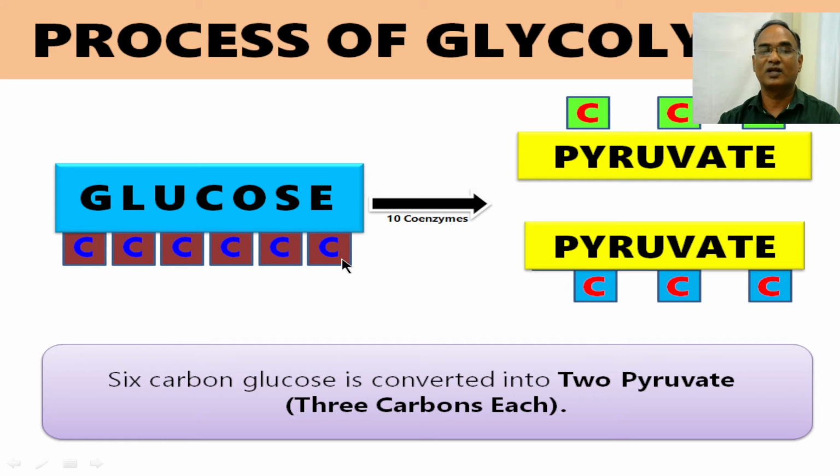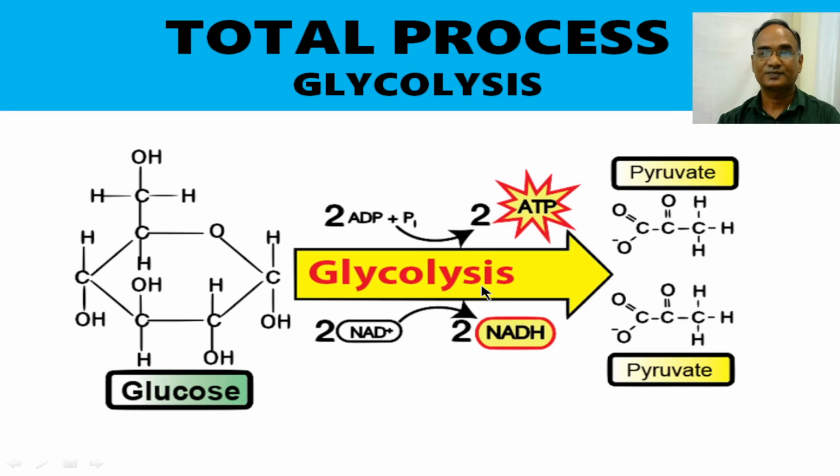Glucose with 6 carbon atoms is converted into two major portions, that is pyruvate with 3 carbon atoms, and pyruvate with 3 carbon atoms. This pyruvate is derived from glucose only. Glucose cannot be utilized directly by your mitochondria, because glucose consists of 6 carbon atoms, whereas only 3-carbon pyruvate can be utilized by the mitochondria. So the total process of glucose converted into pyruvate is very simple.